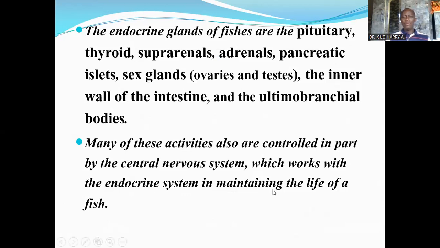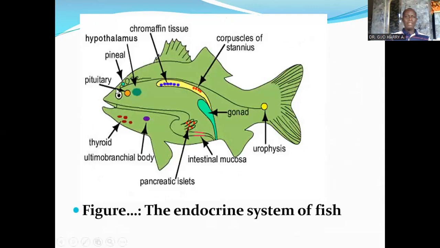Many of these activities also are controlled in part by the central nervous system, which works with the endocrine system in maintaining the life of the fish. Now, here are the endocrine glands, the hypothalamus, the pituitary, the pineal body, or the pineal, the chromaffin tissue, the corpuscles of Stannius, the urophysis, the gonads, which contain the male and female reproductive organs, the intestinal mucosa, the pancreatic islets, and the ultimobranchial body, as well as the thyroid gland.